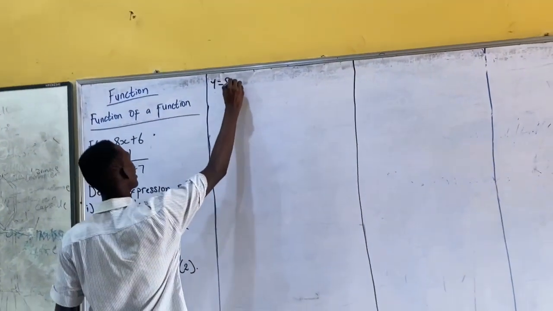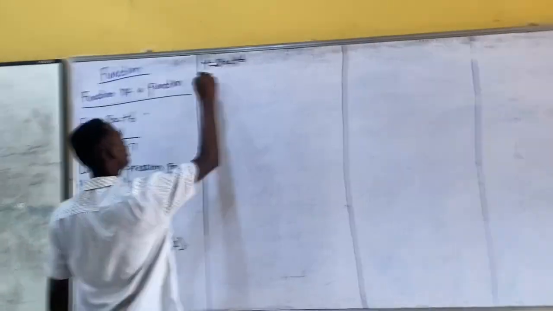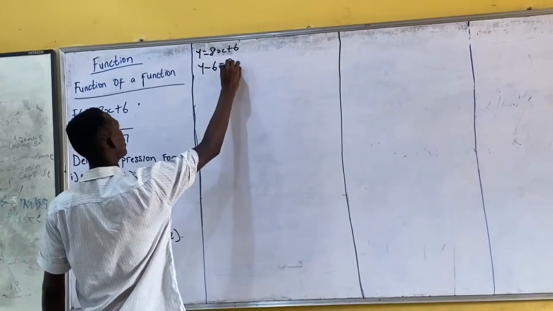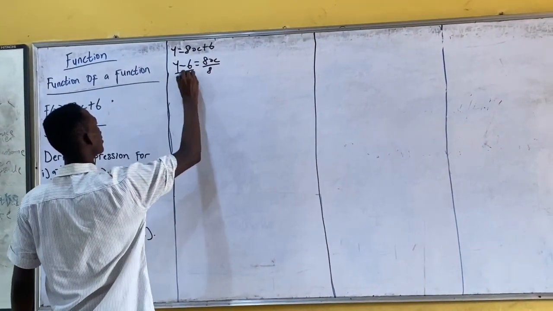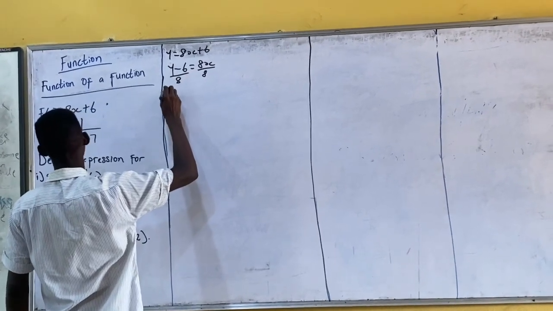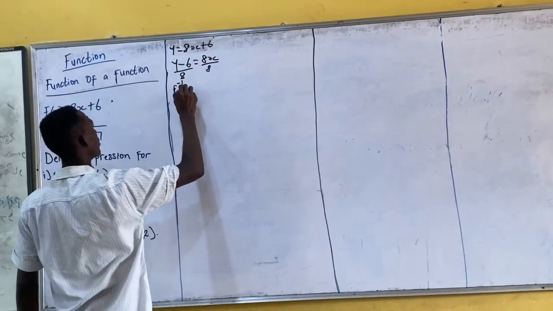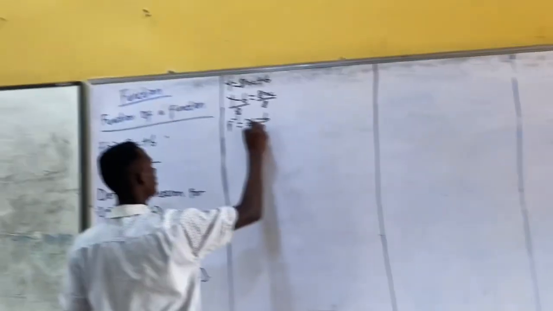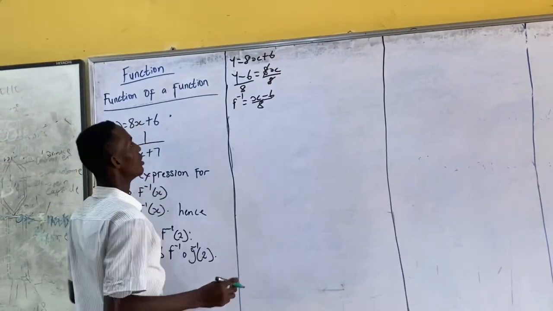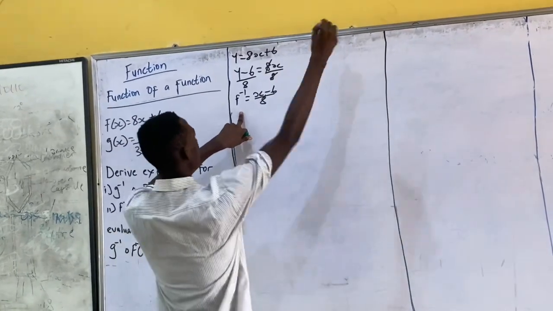So you represent this with y equals 8x plus 6. So this is y minus 6 equals 8x, over 8 over 8. So you can now say our function f inverse of x is equal to x minus 6 over 8. So this is our f inverse. Let's get our g inverse.